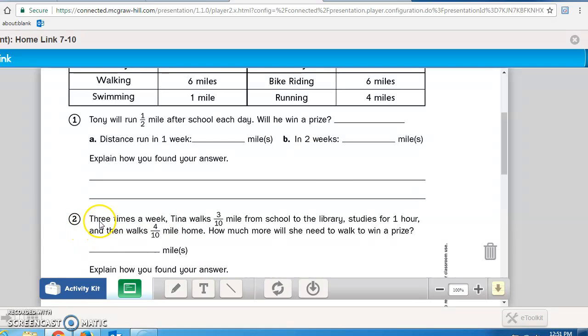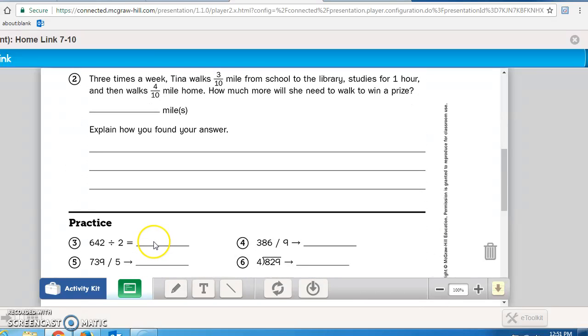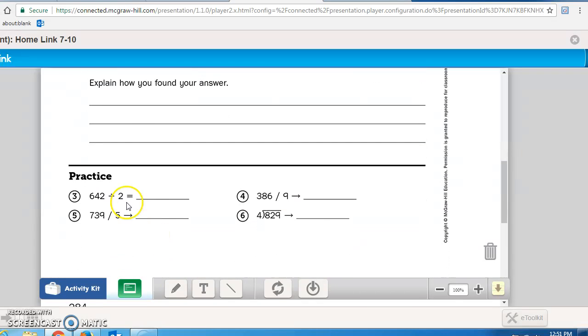Number 2, 3 times a week Tina walks 3/10 of a mile from the school to the library. Figure that answer out. She studies for an hour and then walks 4/10 of a mile home. How much more will she need to walk to win a prize? Again, figure your math here on the line so that I can see how you figured it out. And the final thing you're going to do are the division problems down here, 3 through 6. When you finish this page, bring it up to me and I will check it, and you are done with lesson 710.